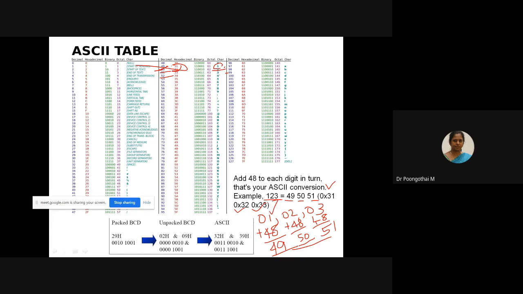So look at this example. Here 29, this is the packed BCD. You have to separate this packed BCD into unpacked, so separate the digits 02 and 09. To convert this value into ASCII, you have to add 30 in hexadecimal, so you will be getting 32 and 39.